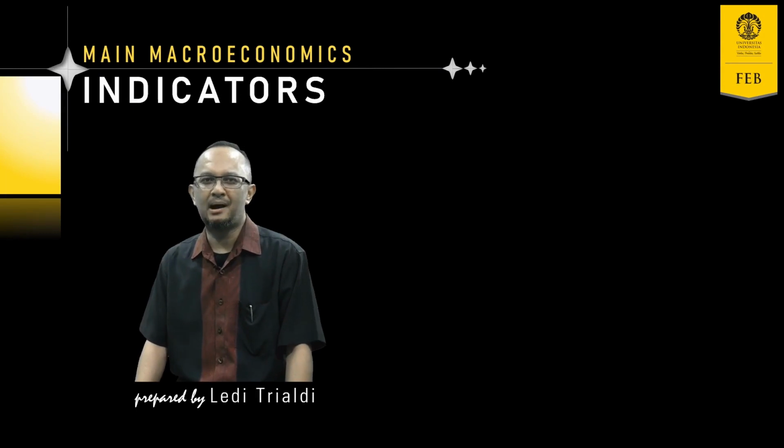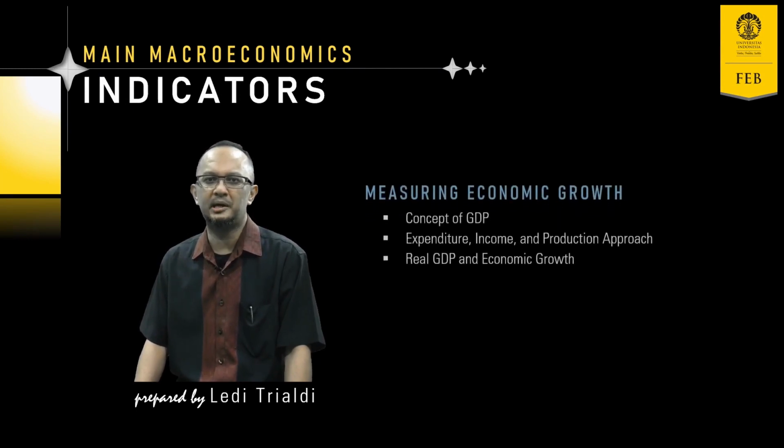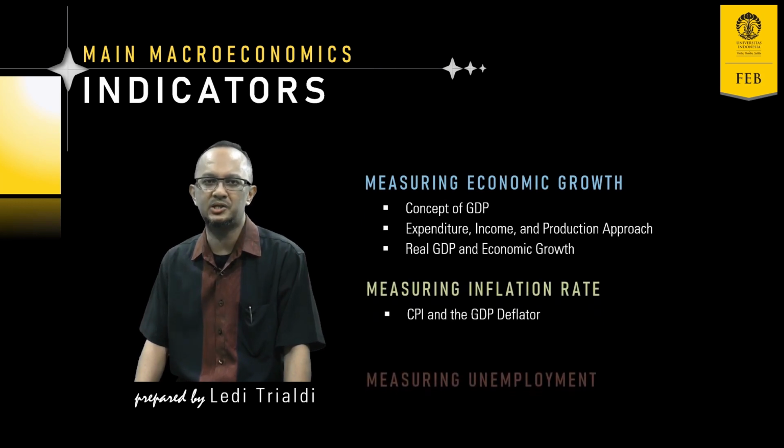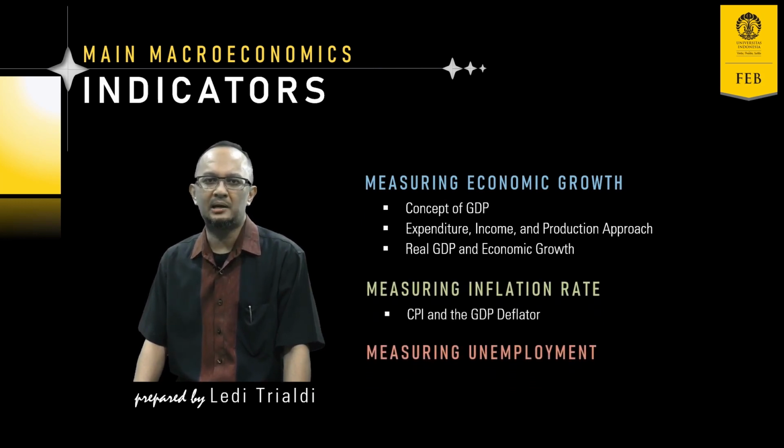Okay, that's all my brief explanation about main macroeconomic indicators at the moment. Make sure you can comprehend the concept of GDP and the three approaches to measure it before distinguishing nominal and real GDP and measuring economic growth. From the calculation of GDP, we can also find the GDP deflator, which is an alternative, like the CPI, to measure inflation rate.